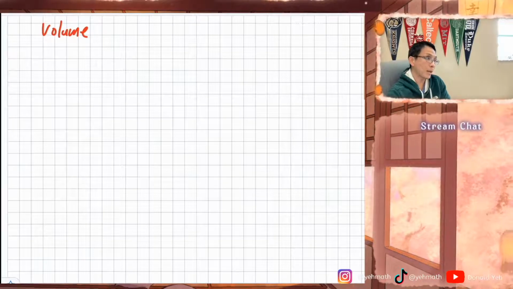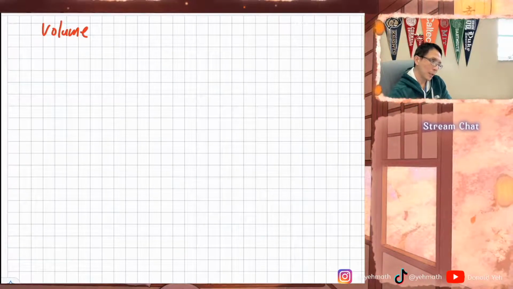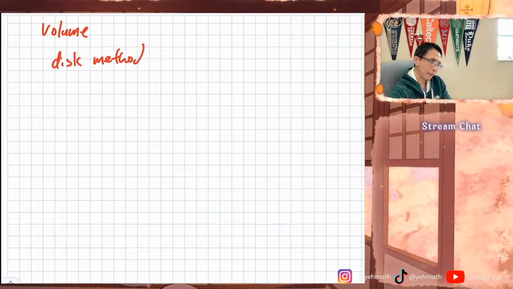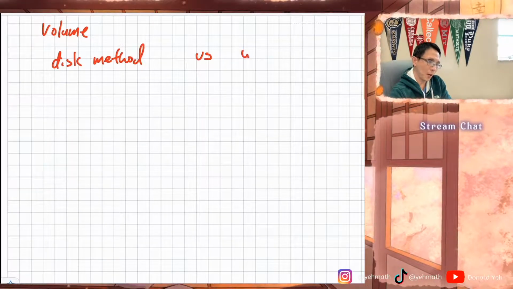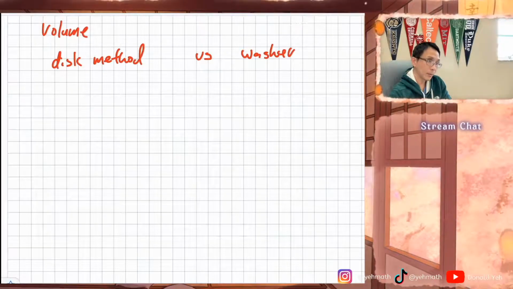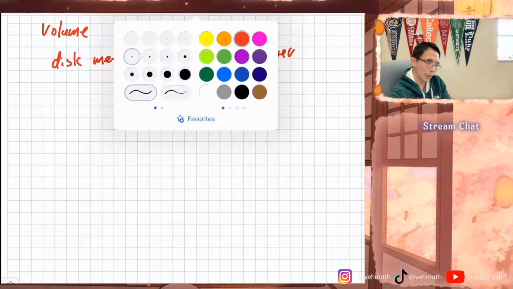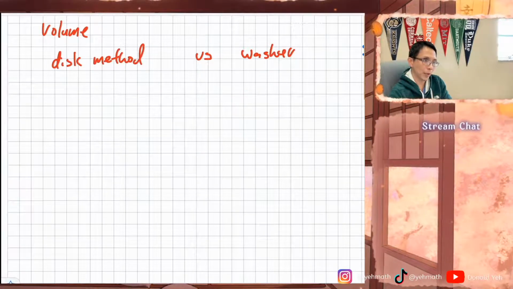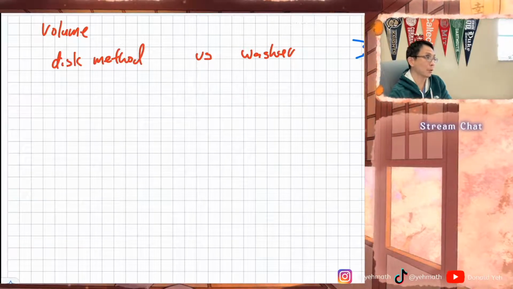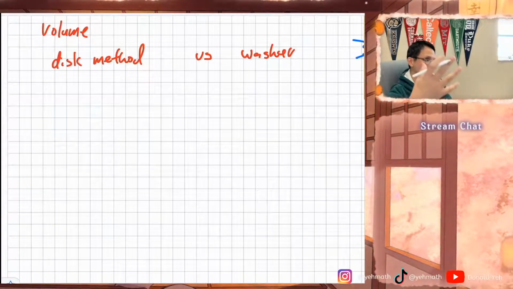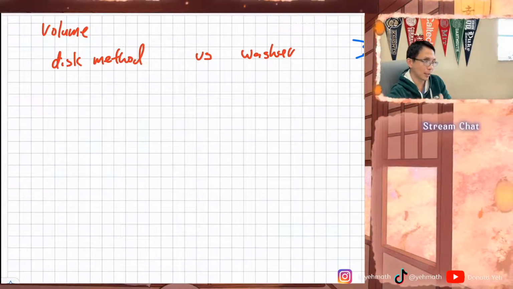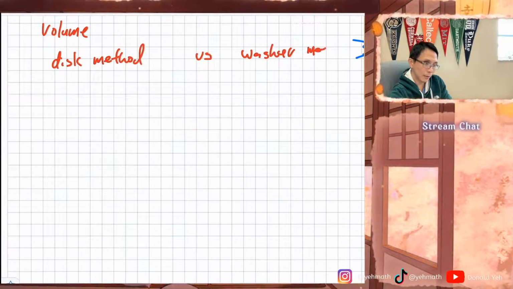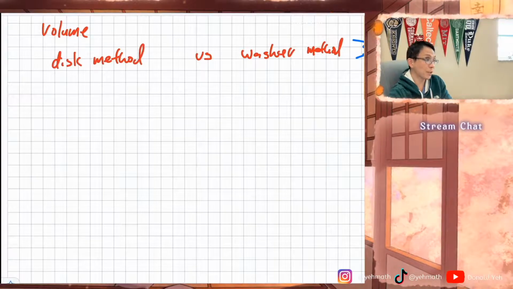For volume, there are two methods: the disc method versus the washer method. Now there is another one called shell, but we are not going to talk about that one. I'm just going to tell you that something exists that can take care of a lot of situations that disc and washer cannot. So this is going to be the washer method versus the disc method.